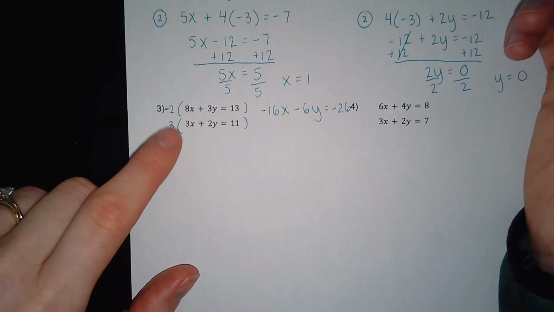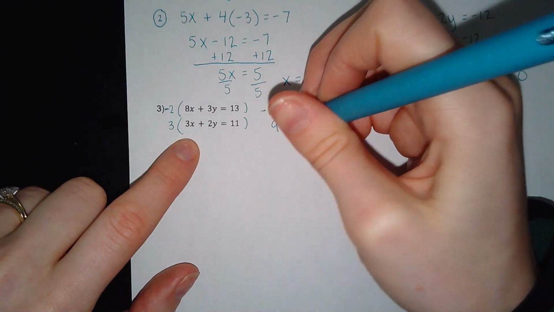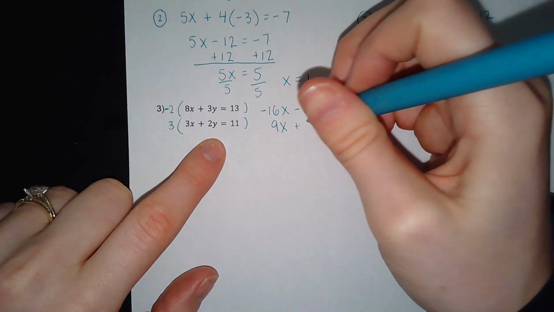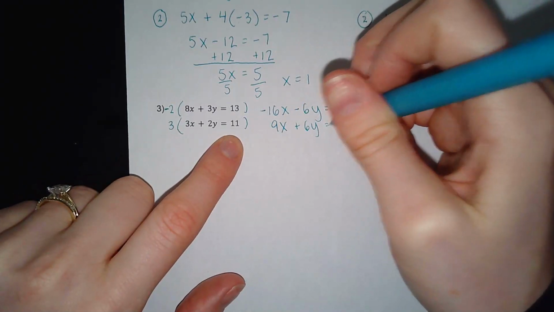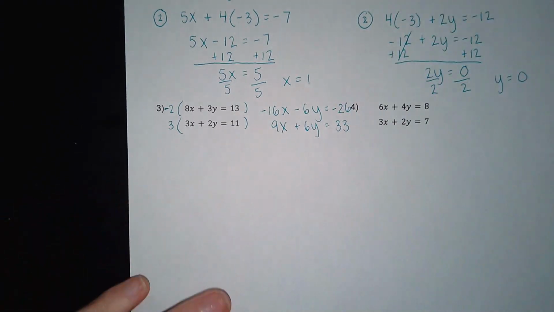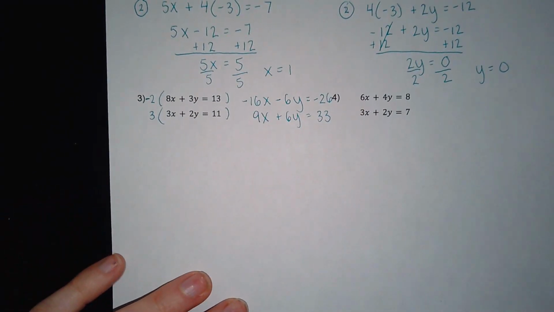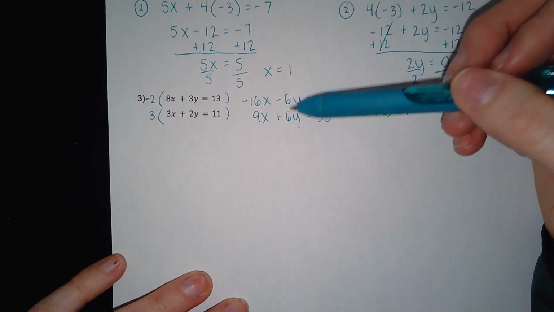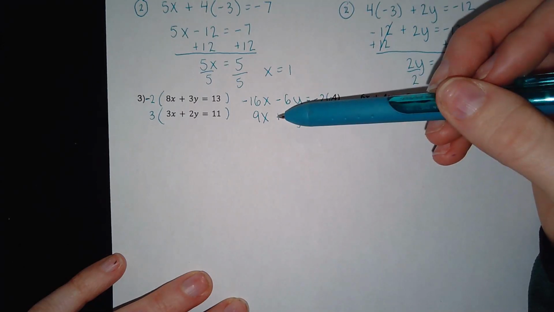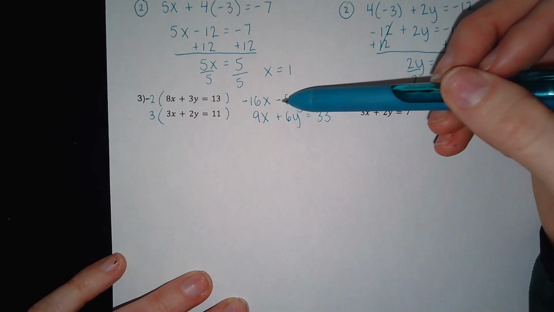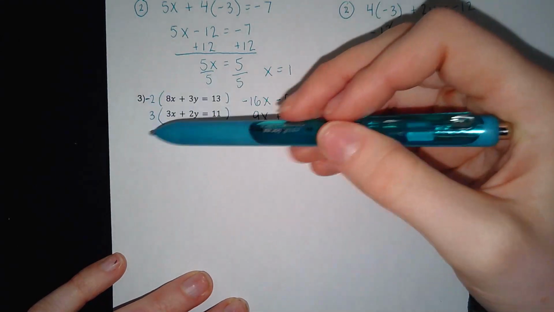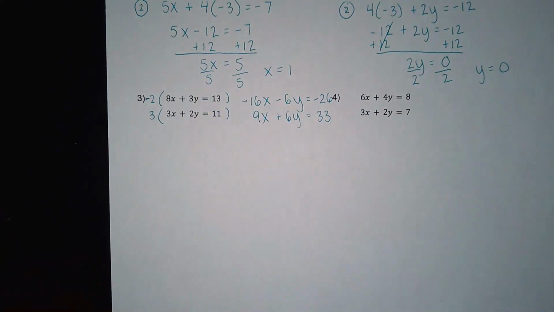Bottom equation, I'm multiplying by 3. 3 times x is 9x, 3 times 2y is 6y, and 3 times 11 is 33. Now I can check and see I have the same number in front of y's and they're opposite. One is positive and one is negative. So you might just have to pick numbers that help you turn those values into the same number.